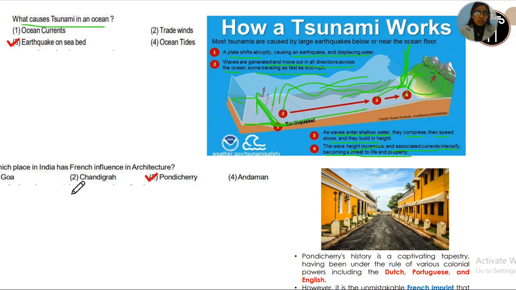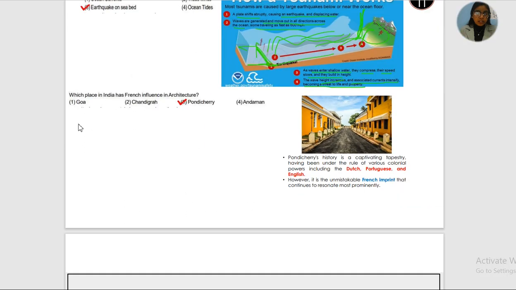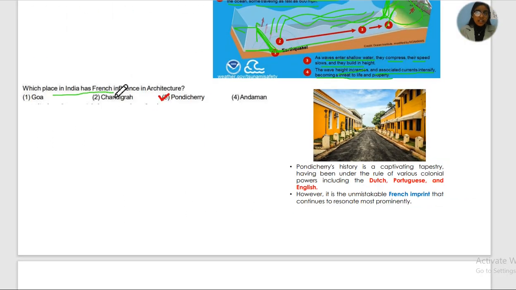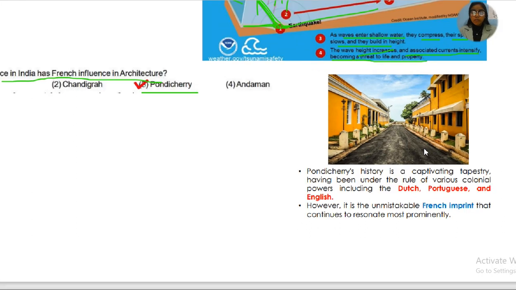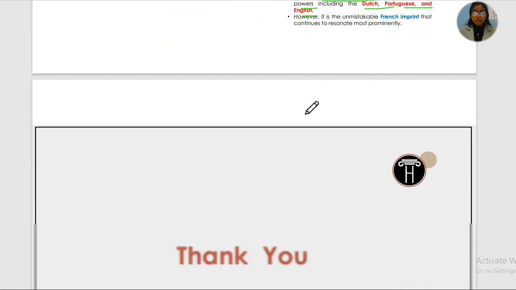Next question is, which place in India has French influence in architecture? The correct option is Pondicherry. When you go to Pondicherry, you will see many buildings with French influence, because Pondicherry's history is captivating, having been under the rule of various colonial powers, such as the Dutch, Portuguese, English. So due to this you will see many French-influenced architectural buildings in Pondicherry.